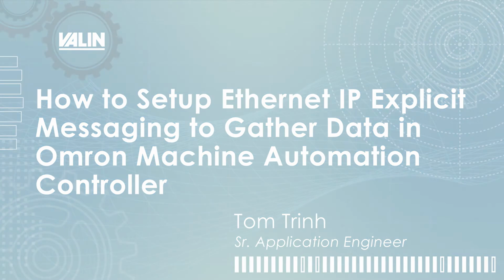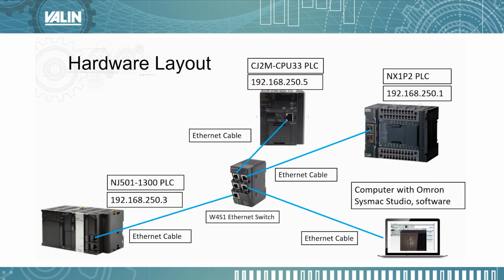Let's get started. So here's my layout for the example I'm going to go through today. I have the machine automation controller NJ501-1300 with Ethernet IP 192.168.250.3. And this PLC will collect the data from the CJ2M-CPU33 PLC with the IP address 192.168.250.5 and another NX1P2 PLC with an IP address of 192.168.250.1.